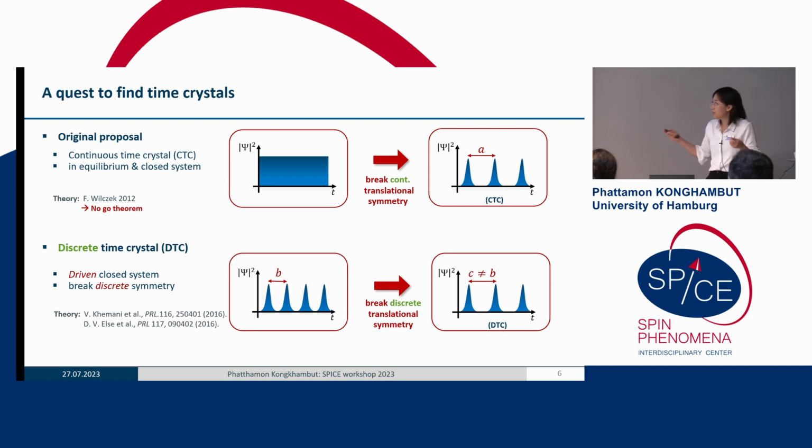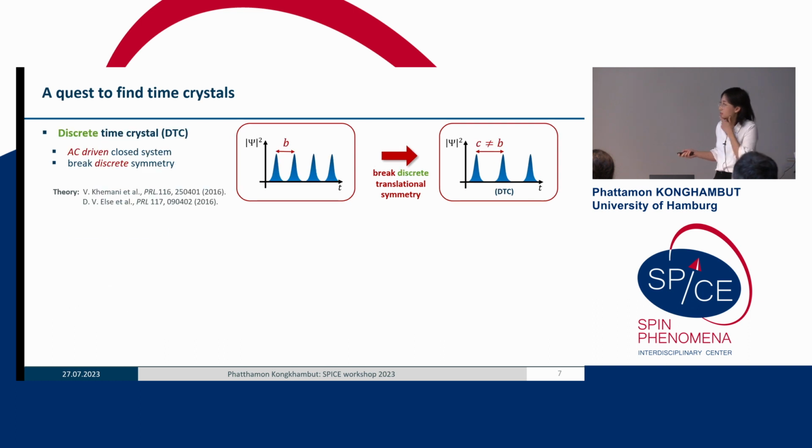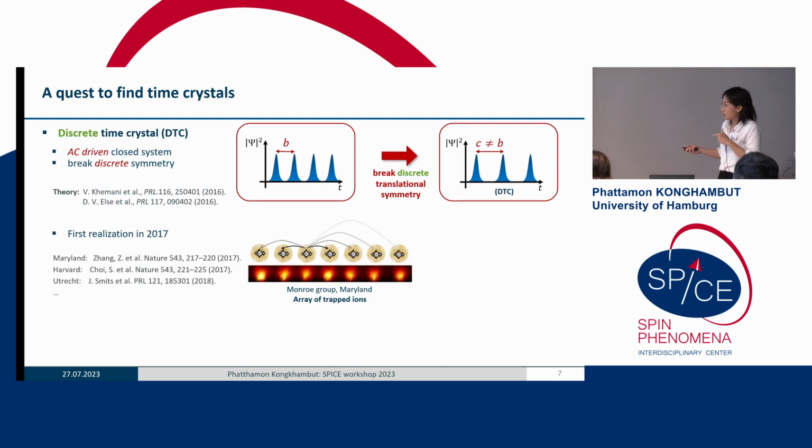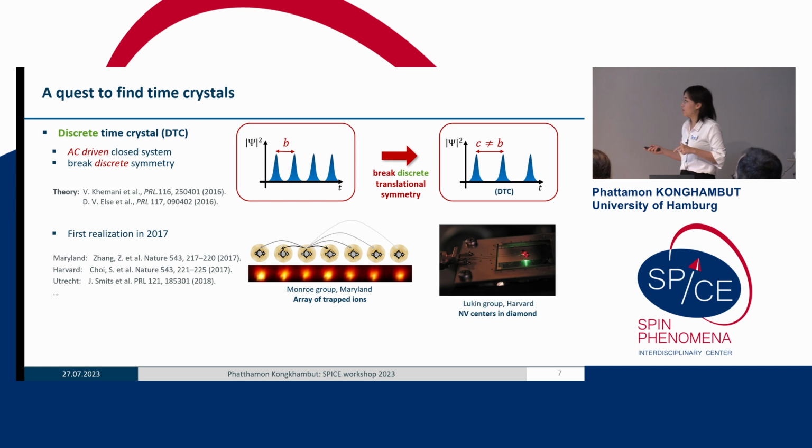And this is a new excitement, so people tried to search for it experimentally. And not long after the proposal, just one year later in 2017, there were groups from Chris Monroe and Mikhail Lukin that realized this in systems of spin chains. For example, you can think of a chain of ions, and you can think of it as a spin chain.